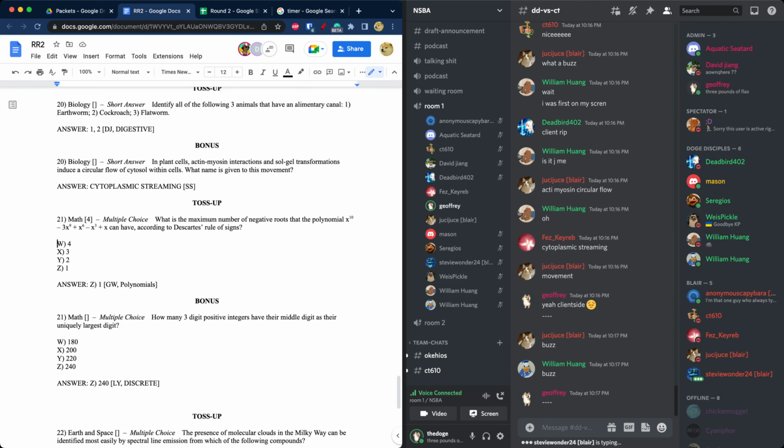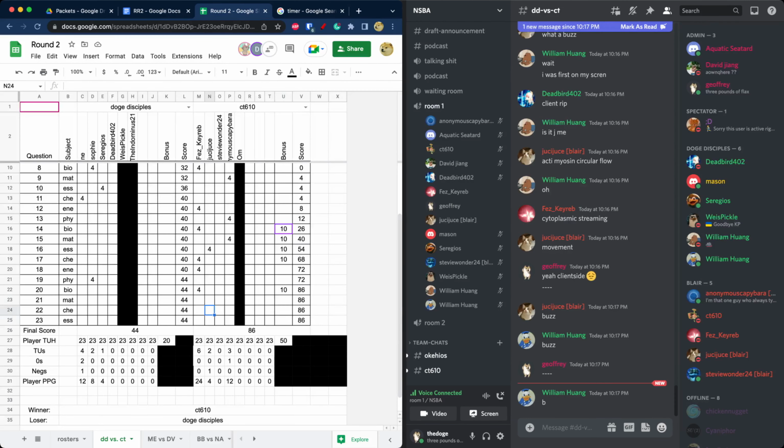Toss-up math multiple choice. What is the maximum number of negative roots that the polynomial x to the 10th minus 3x to the 9th plus x to the 6th minus x cubed plus x can have, according to Descartes' rule of signs? W. 4, x3, y2, z1. Nay. 3. Sorry, the correct answer is z1.